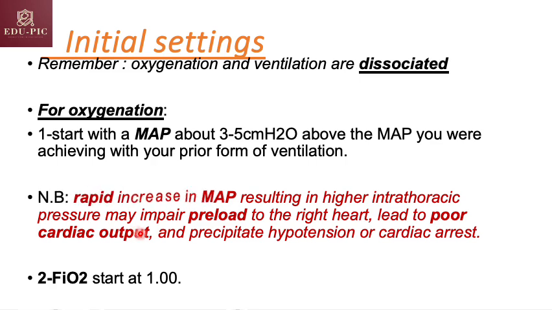A rapid increase in the MAP results in higher intrathoracic pressure and may impair the preload to the right heart, lead to poor cardiac output, and precipitate hypotension or even cardiac arrest. Then for the FiO2, start with 100% FiO2, then we will wean progressively to reach an FiO2 of 60 or 50.